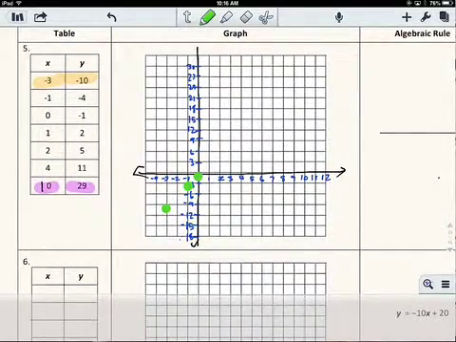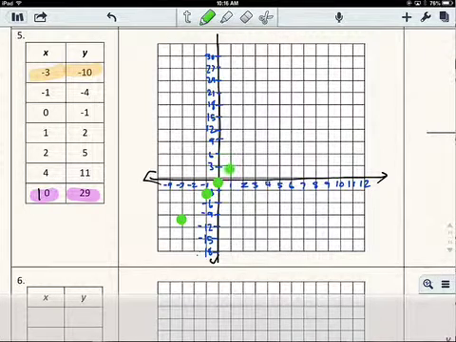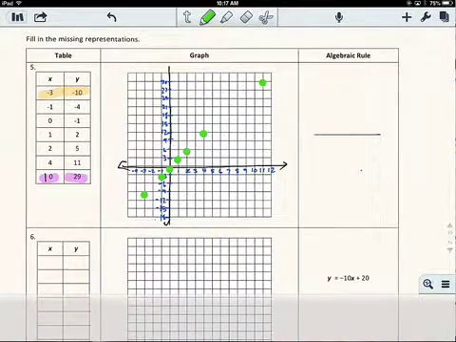Okay, 1, 2, so I go to the right 1 and then up 2, that's 1 less than 3, so it's going to be about there. 2, 5, so I go to the right 2 from the origin and up 5, right underneath 6. 4, 11, over 4, and then up 11, 1 less than 12. That's a little off. It looks like a nice line so far. And then 10, 29, so I go to the right 10 and then up 29, that's 1 less than 30, right there. Okay, so I've got my graph made.